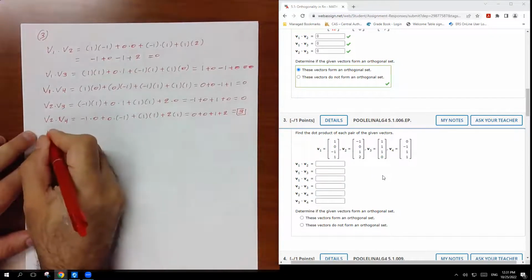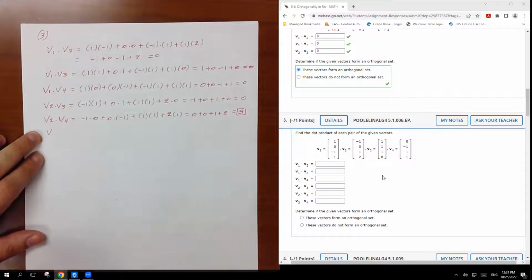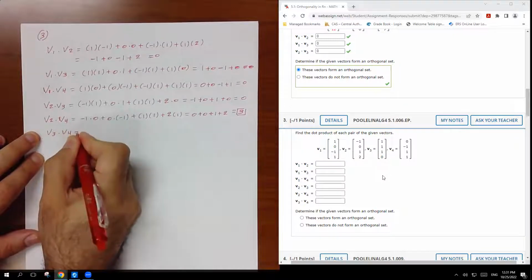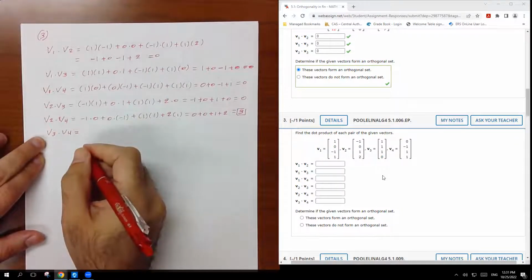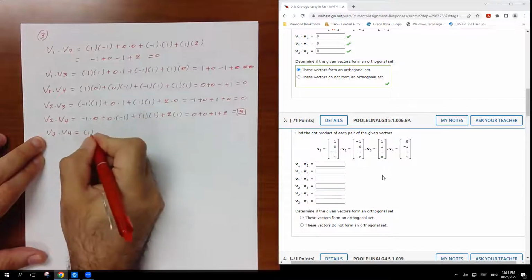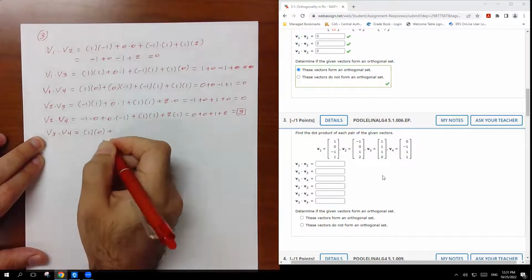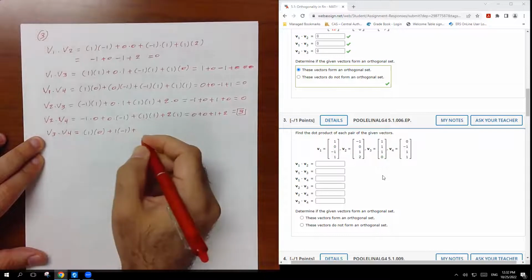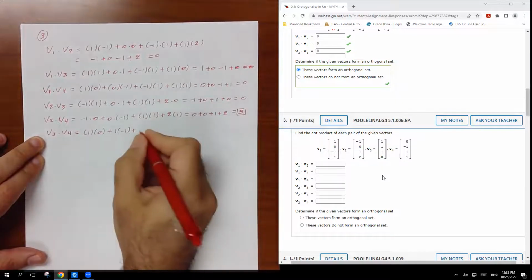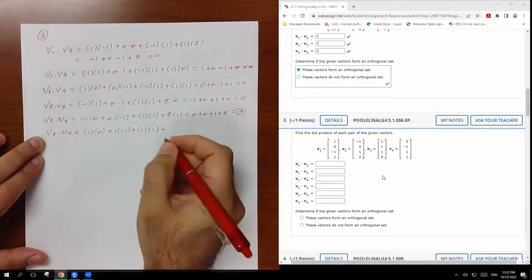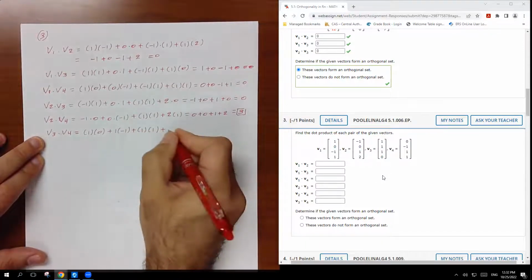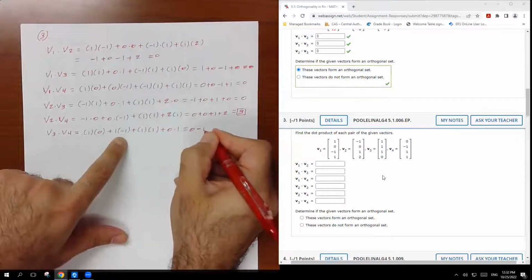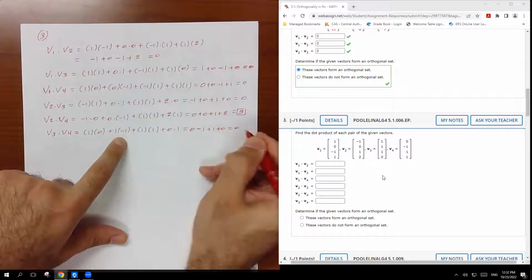If you check the last one, V3 times V4, let's check this one. So V3 times V4 is going to be 1 times 0 plus 1 times -1 plus 1 times 1 plus 0 times 1. This is 0 minus 1 plus 1 plus 0, and the result is 0.